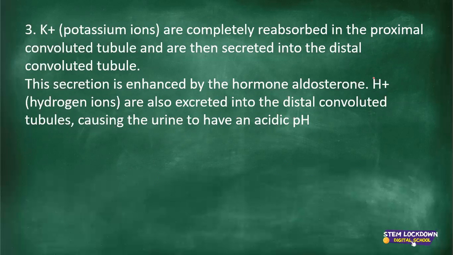Remember, we are removing hydrogen ions from the blood because you don't want the blood to become acidic. You don't want the blood to become too alkaline either. You just want it to be okay or basic. So these hydrogen ions will be removed from the blood, then excreted into the distal convoluted tubules, which will then cause the urine to have an acidic pH.